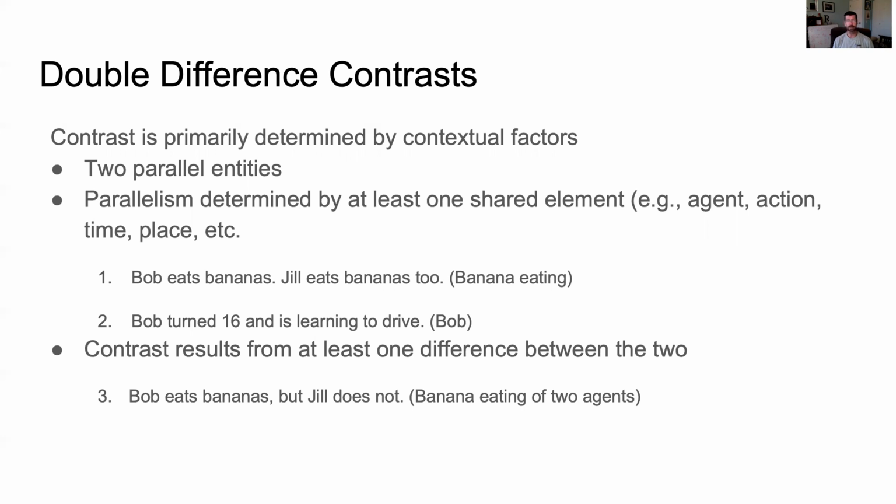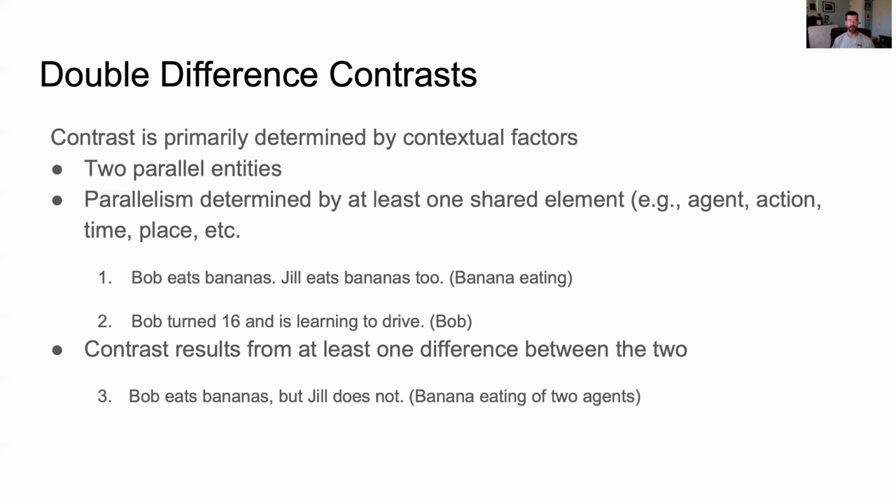But in order for there to be contrast, you need two parallel entities. Like between the two propositions, you need some kind of a connection between them. So the parallelism is determined by at least one shared element. So basically you have time, place, participants, and kind of action are the four main kinds of differences. And so you need some kind of a connection. So in our example one, Bob eats bananas, Jill eats bananas too. The common ground is banana eating. And the contrast here, and not a huge contrast, is switching from Bob to Jill. Note that that's not really considered super contrastive, because it's just a simple switch of topic.